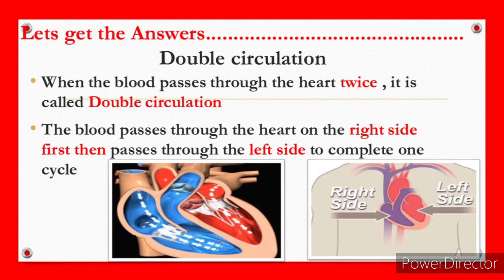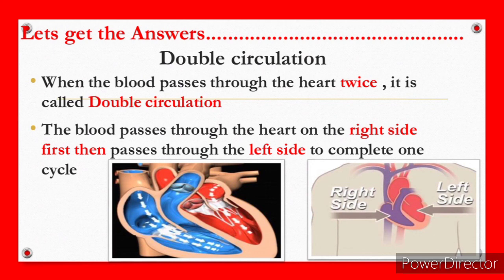The blood passes through the heart on the right side first, then passes through the left side to complete one cycle. Look at the picture, children.